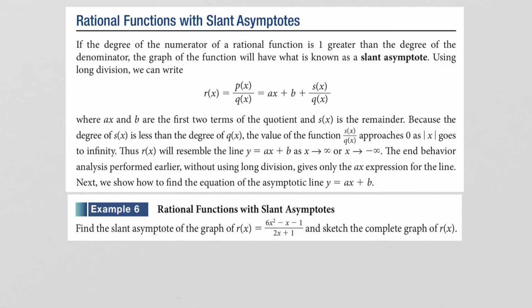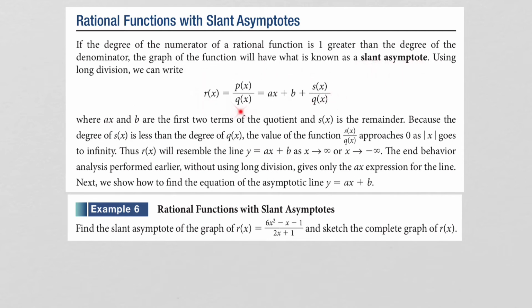So next we're going to talk about rational functions with slant asymptotes. Now a slant asymptote is an asymptote that is neither horizontal nor vertical. It's a slanted line, and the function will get close to that slanted line as the values of x get larger. So when does this occur? Well, it occurs when the degree of the numerator is exactly 1 larger than the degree of the denominator. When this happens, you will always have a slant asymptote.